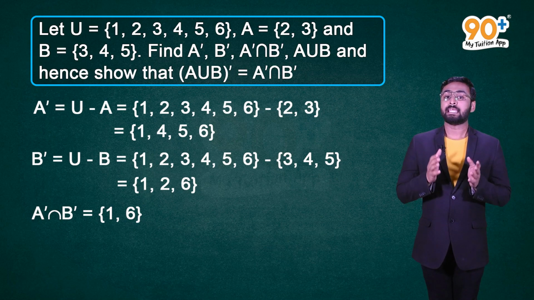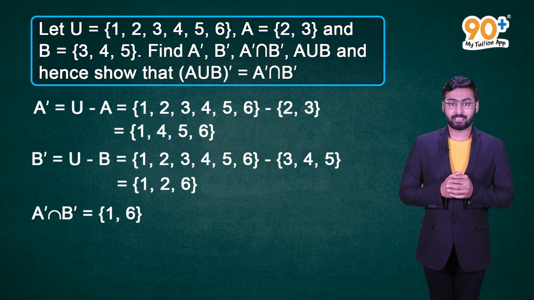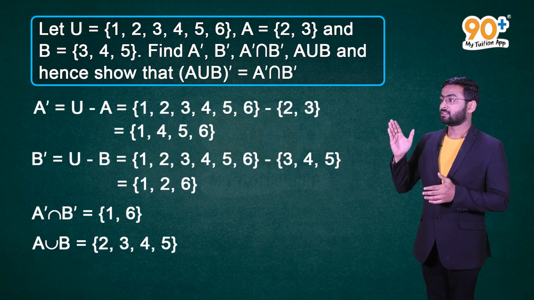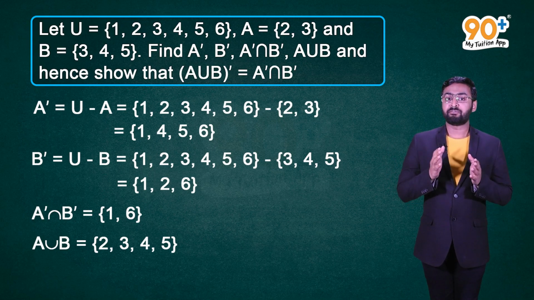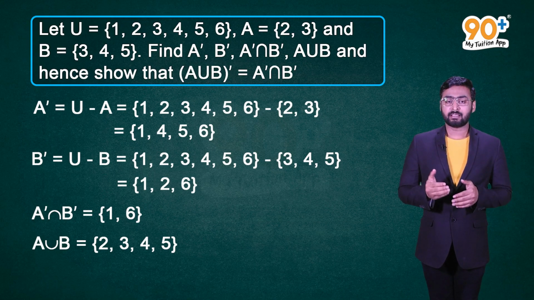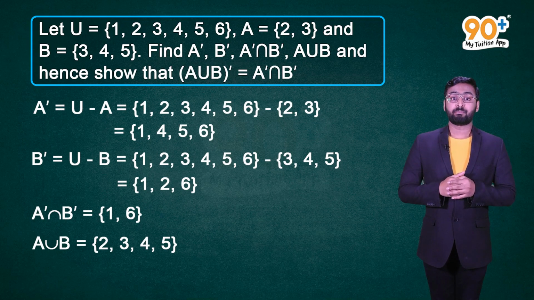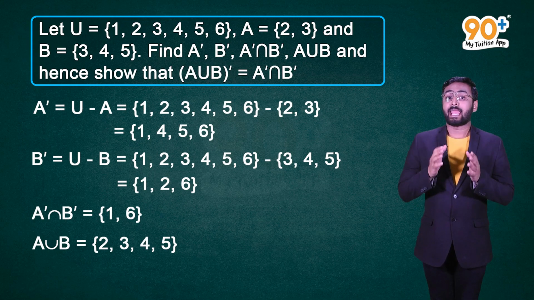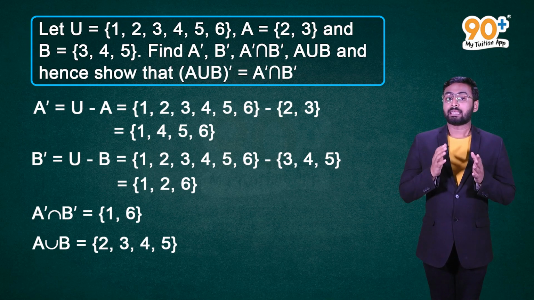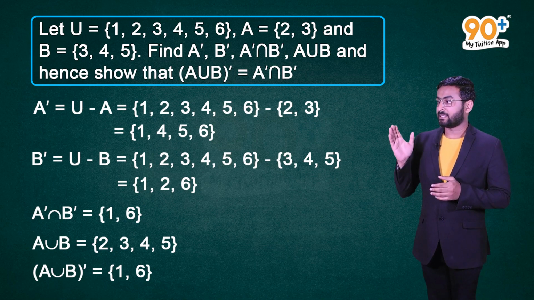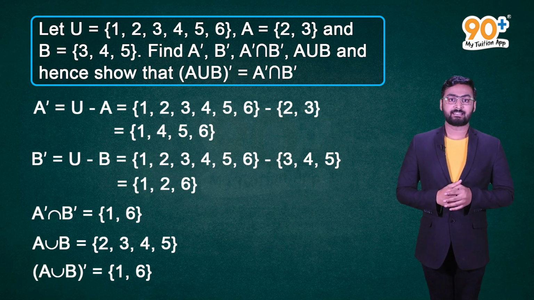A union B is the set of all the elements of A and all the elements of B, that is set {2, 3, 4, 5}. From this we can find out A union B complement. This set will contain elements that belong to U but do not belong to A union B, and they are 1 and 6. So A union B whole complement is equal to set {1, 6}.